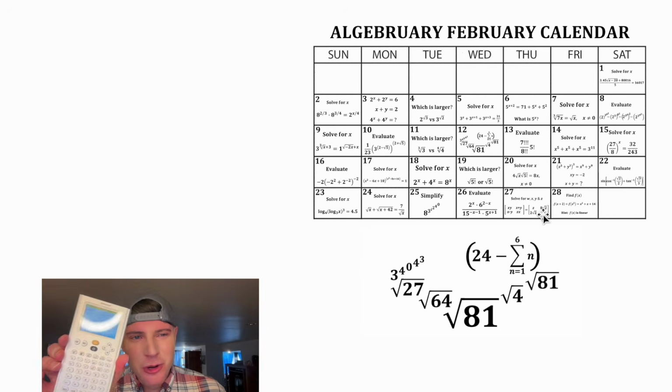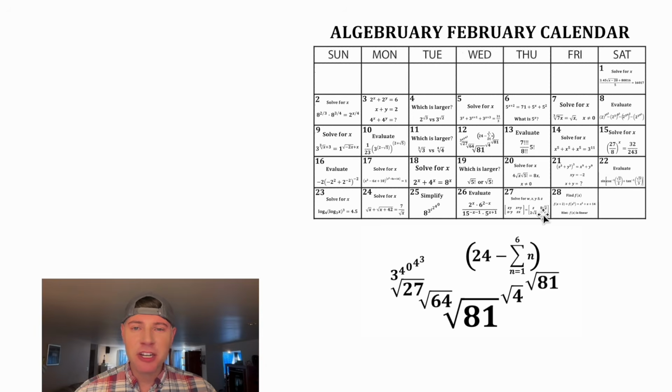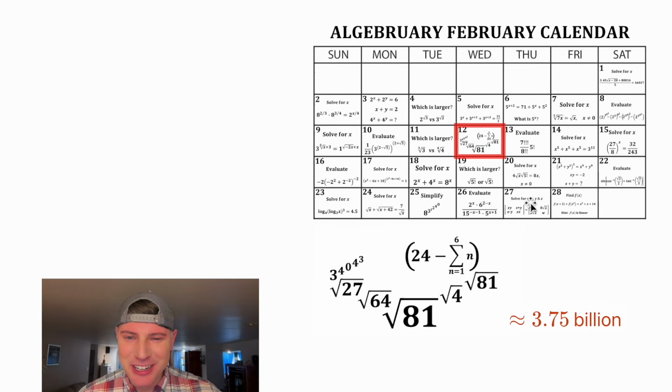I got a new Numworks calculator and I wanted to know how well it handles the algebraic February calendar. Is it able to solve each of these in one step? I suspect it won't solve all of them, but I think it might be able to do a good number of them. So right away, I want to try number 12. This looks like the craziest one. The answer to this is 3.75 billion.